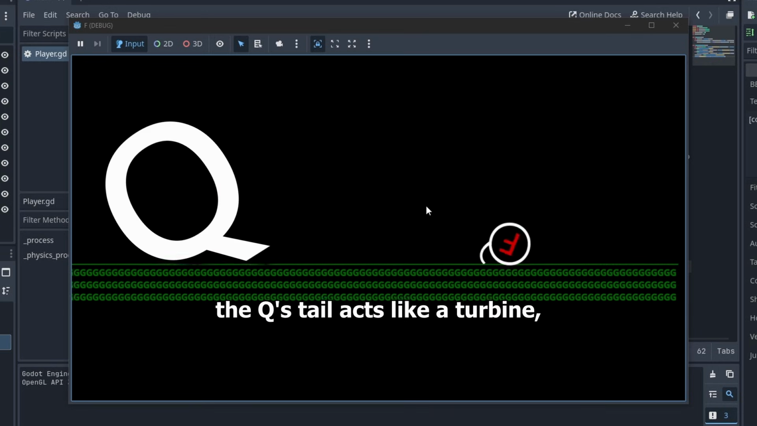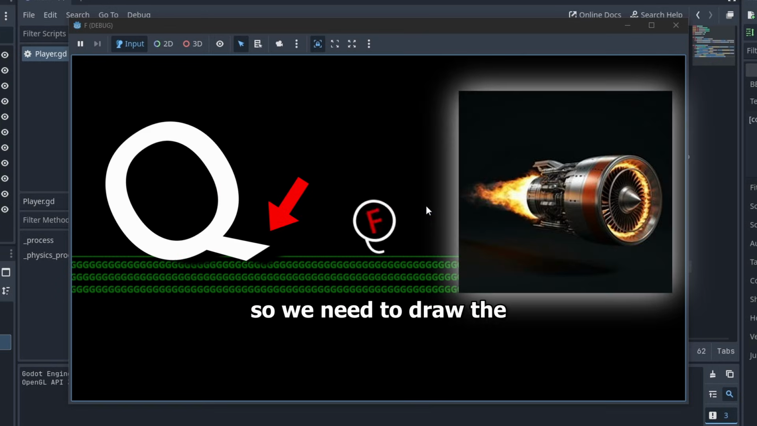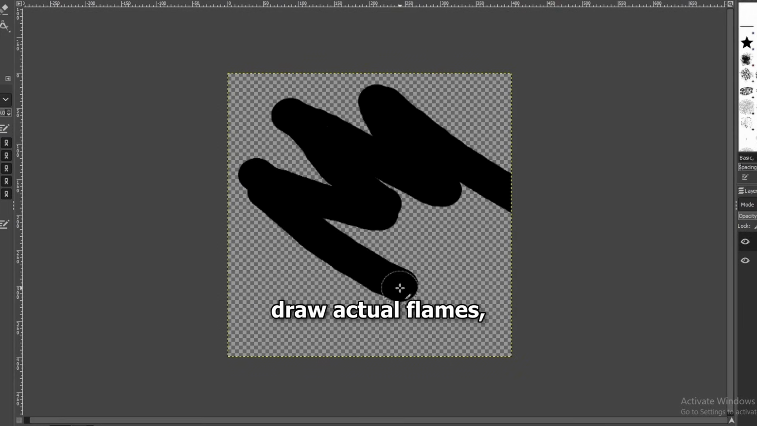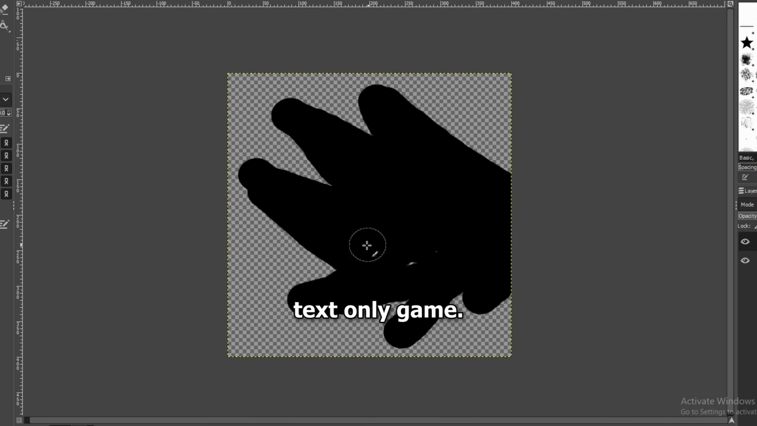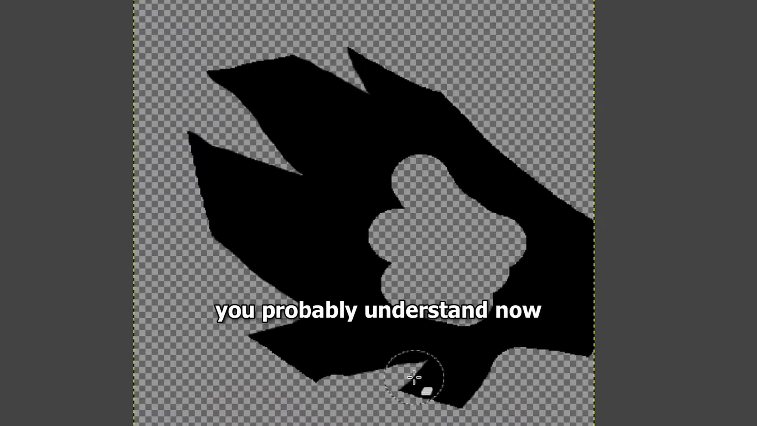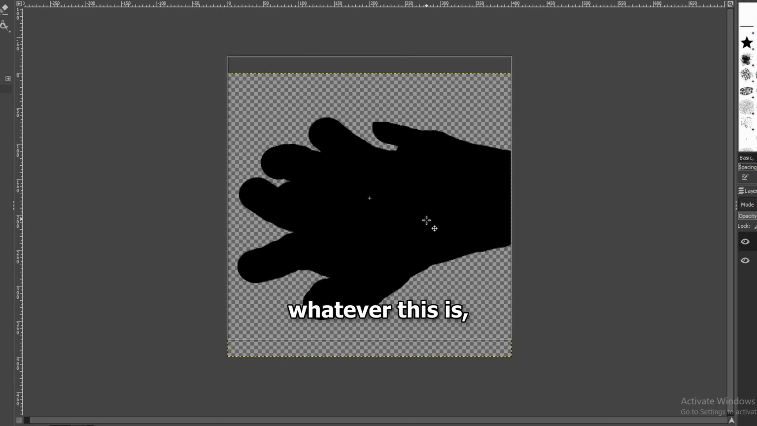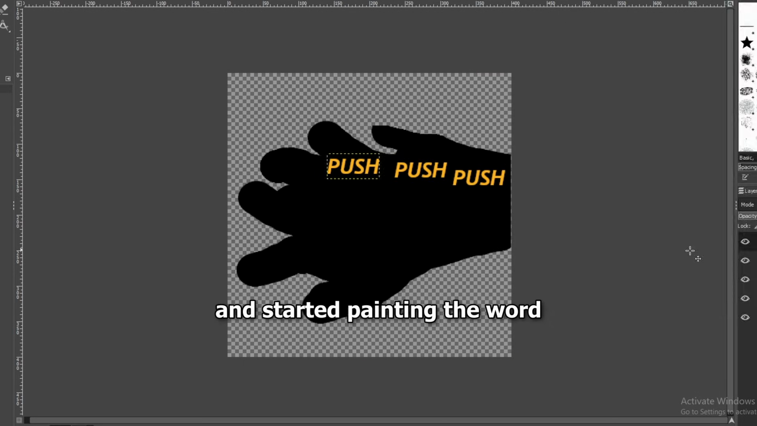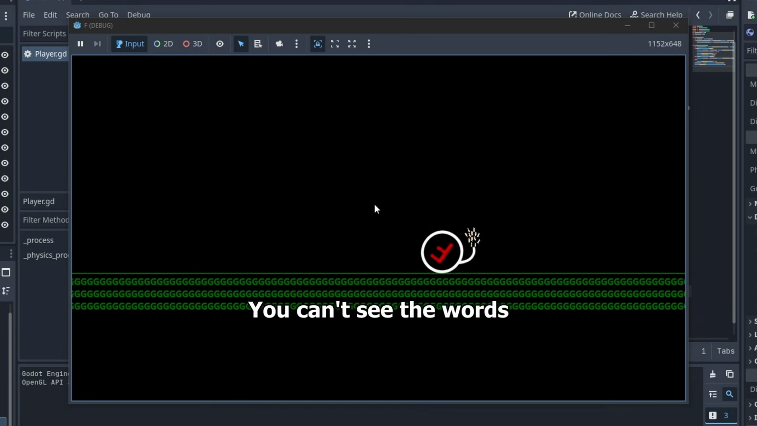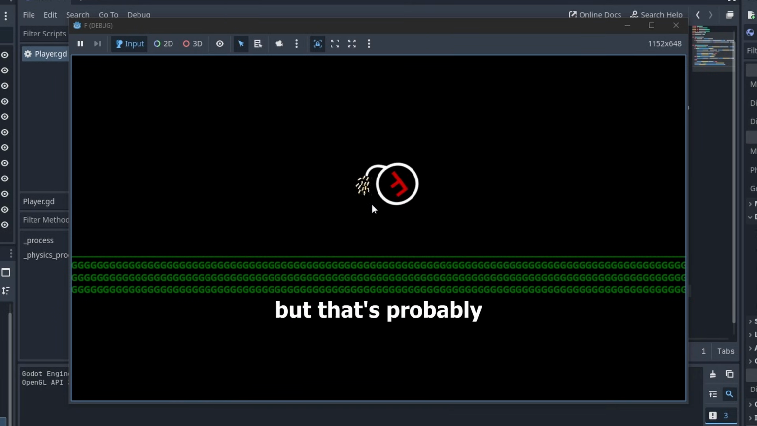As you know, the Q's tail acts like a turbine, so we need to draw the flames that the turbine shoots out. But obviously we can't draw actual flames, since this is a text-only game. First, I tried drawing the general shape. Looking at this, you probably understand now why I picked a challenge that clearly avoids art. I settled on whatever this is, and started painting the word push on top of it. I made 2 frames of this, and here it is in action. You can't see the words from here, but that's probably a good thing.